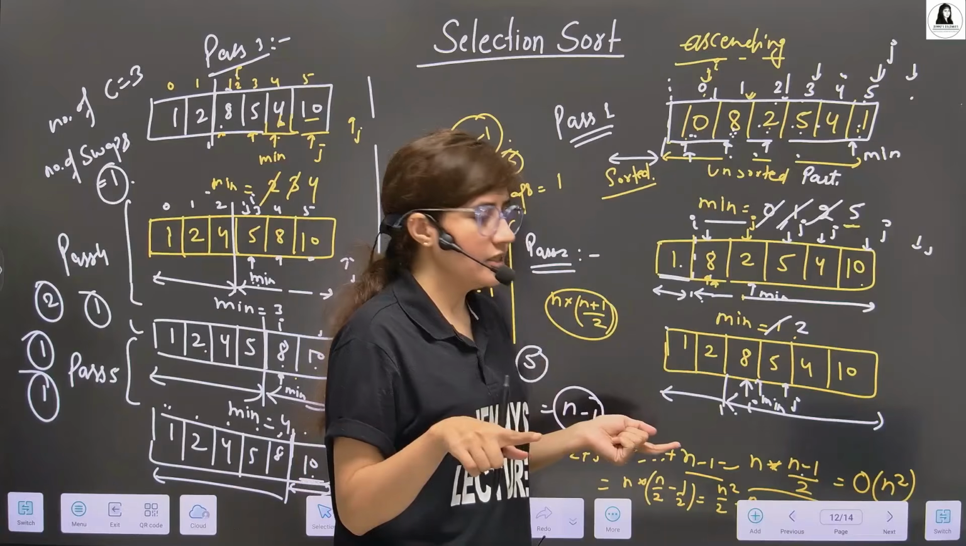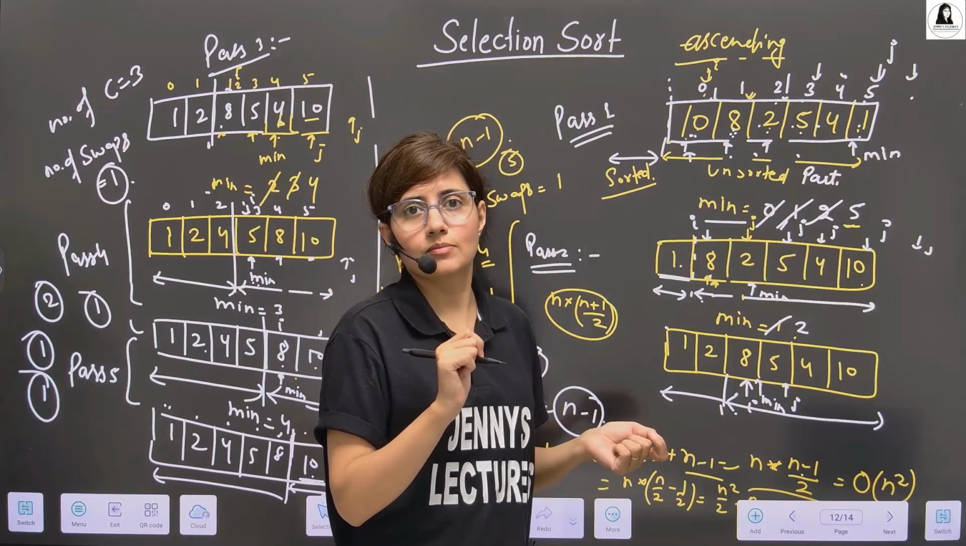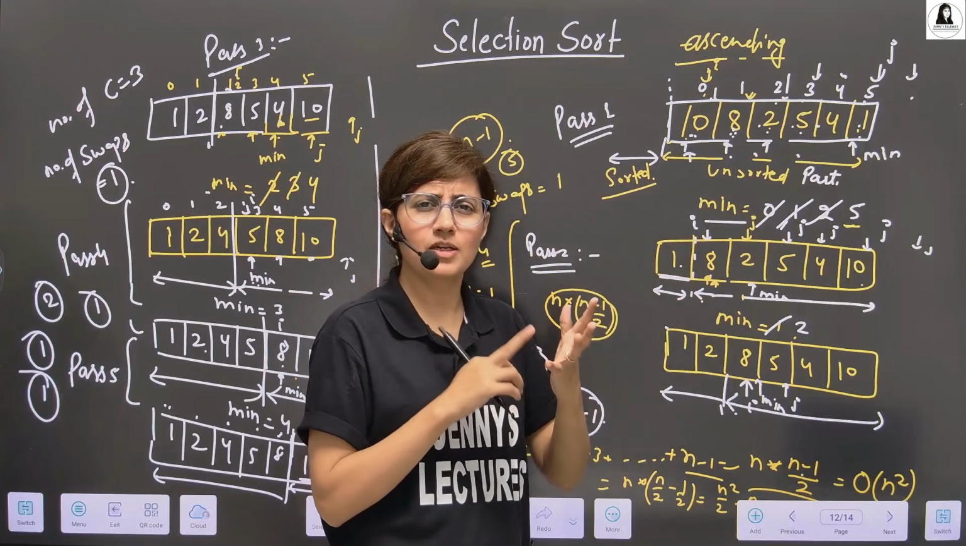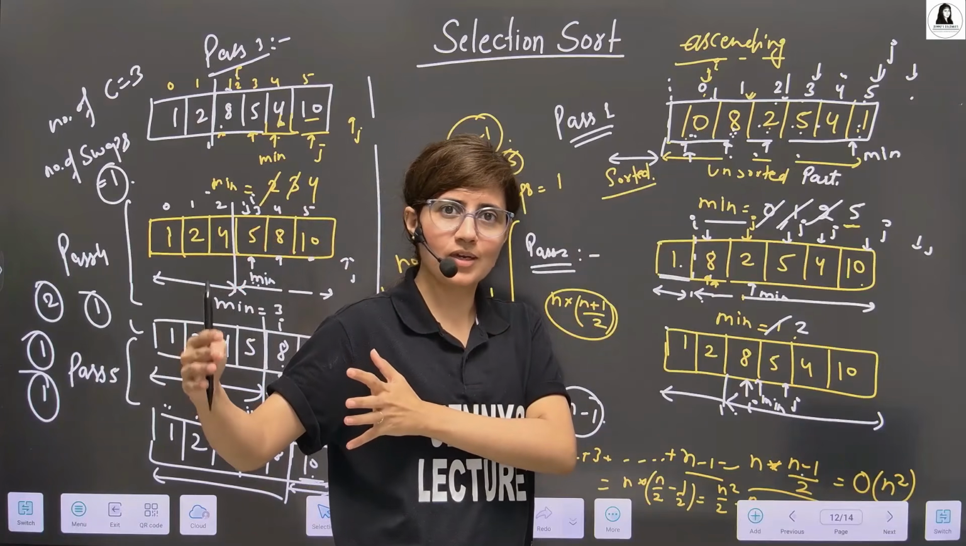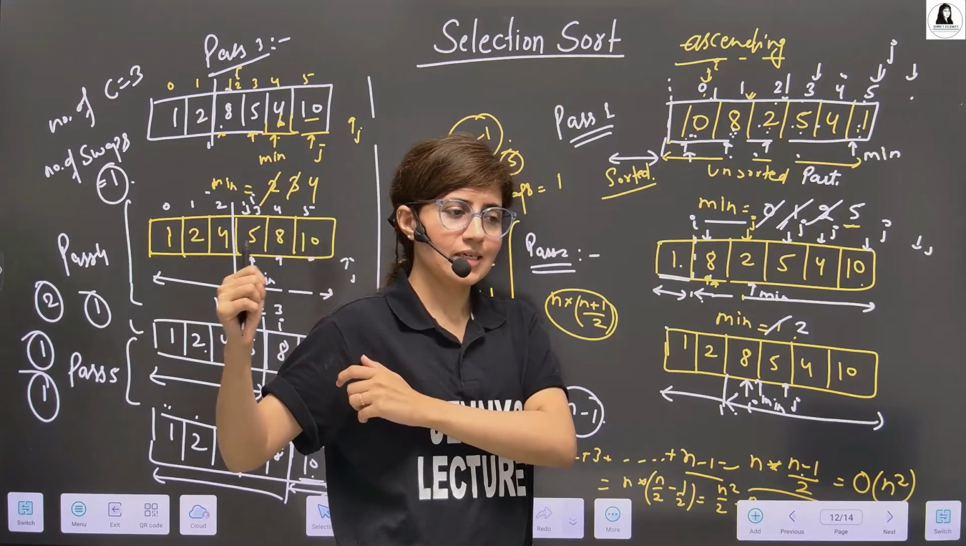Now in the next lecture, we'll see what quick sort is. So all the basic sorting is done: bubble, insertion, selection. Now we'll go for efficient sorting algorithms, quick, merge, and these. So that's it for this lecture.